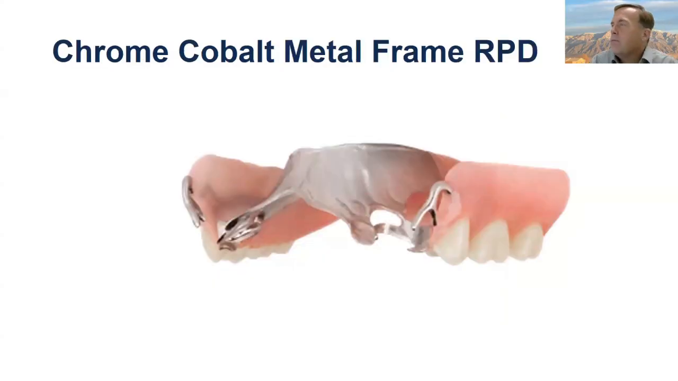So chrome cobalt metal frame RPD. These things were invented in about 1929. And you're like, well, why am I still doing things that are 100 years old? Some people have a concern about the chrome cobalt alloy, especially with some EU regulations from a few years ago about not using this. But there was a meta-analysis I found done in 2022. They looked at 21 in vitro and in vivo studies that went from 1995 to 2022.